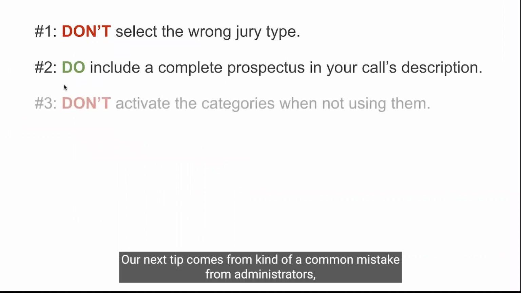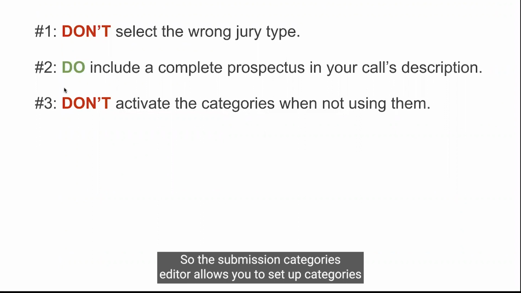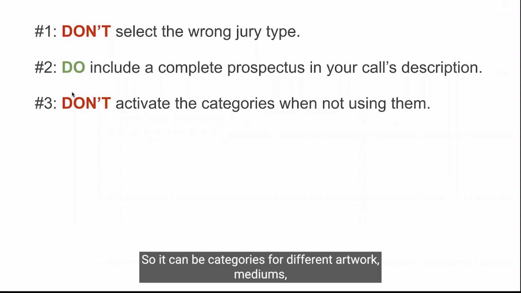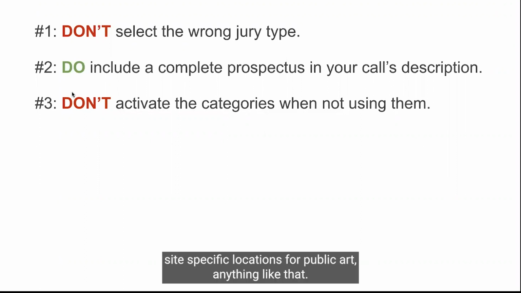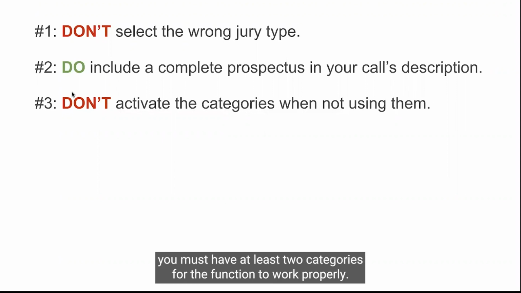Our next tip comes from a common mistake from administrators, which is activating the categories when not using them. So the submission categories editor allows you to set up categories, and that will organize the entries based on the criteria that you choose. So it could be categories for different artwork mediums, site-specific locations for public art, anything like that. If you activate categories, you must have at least 2 categories for the function to work properly.